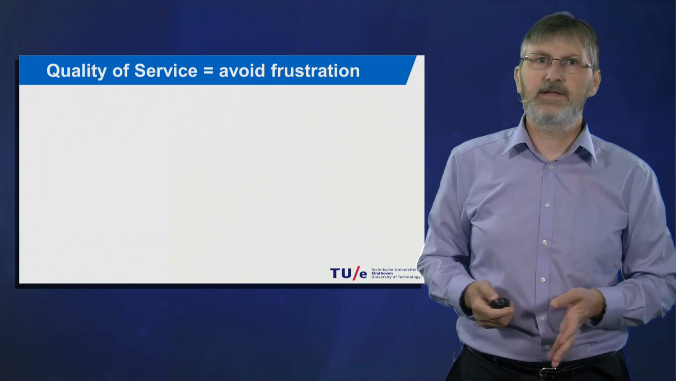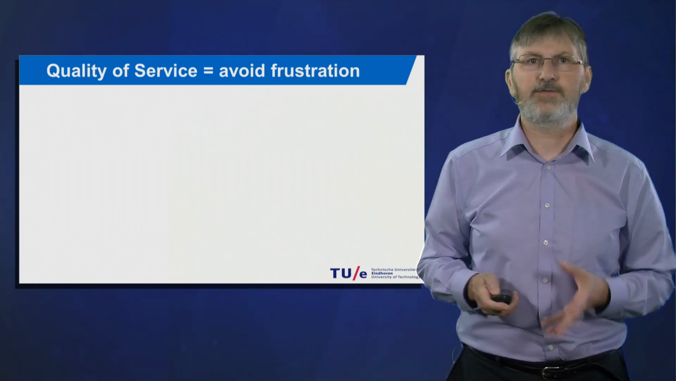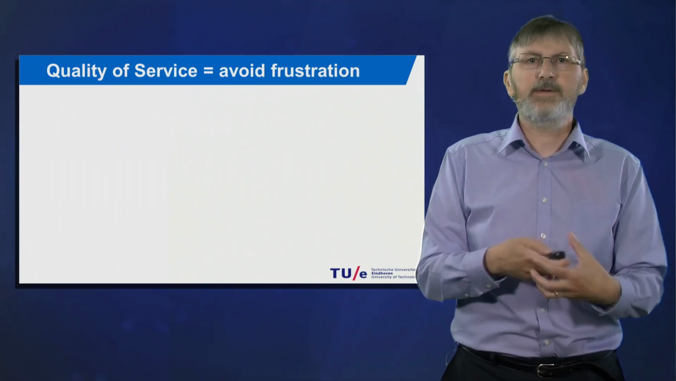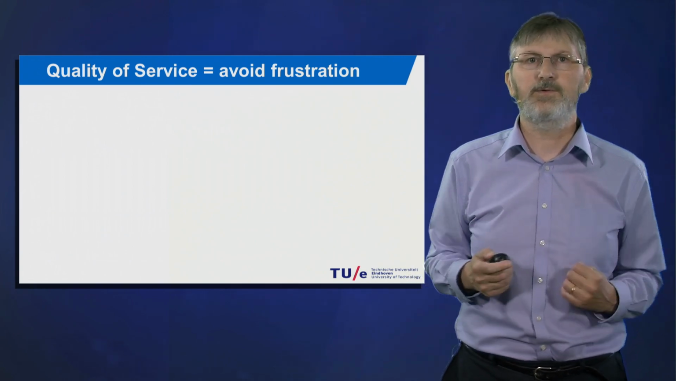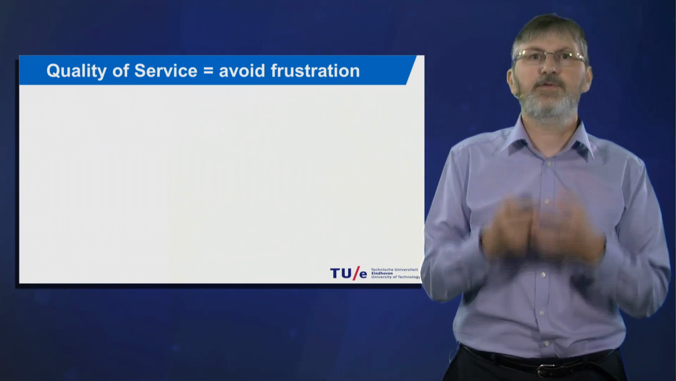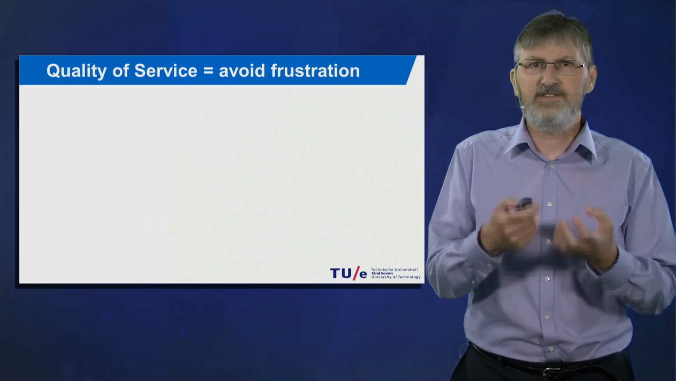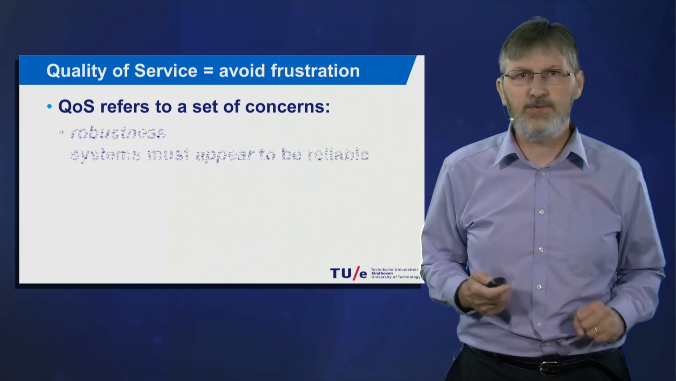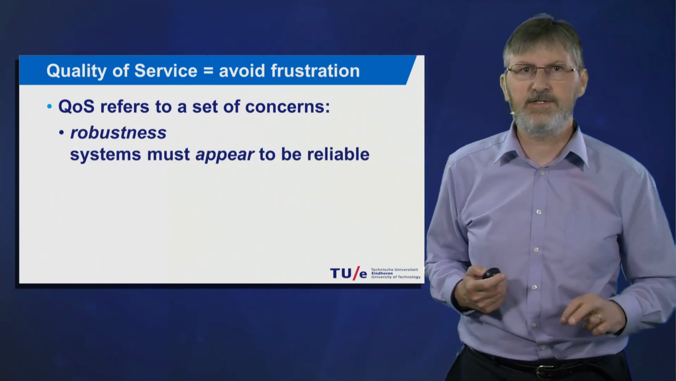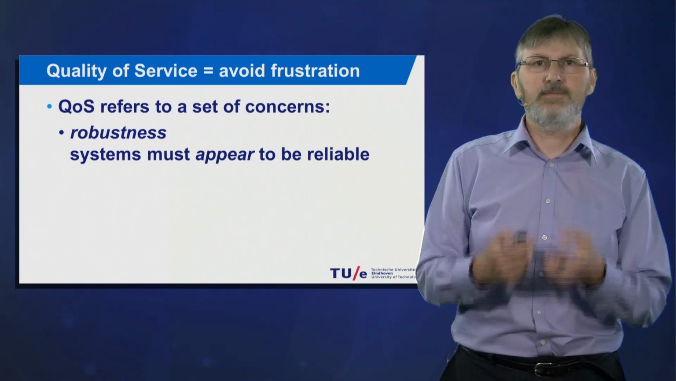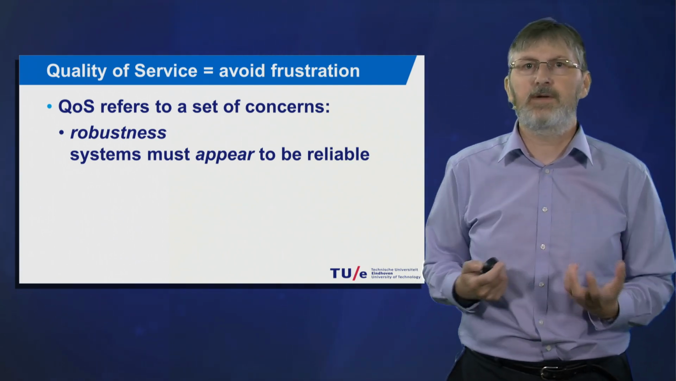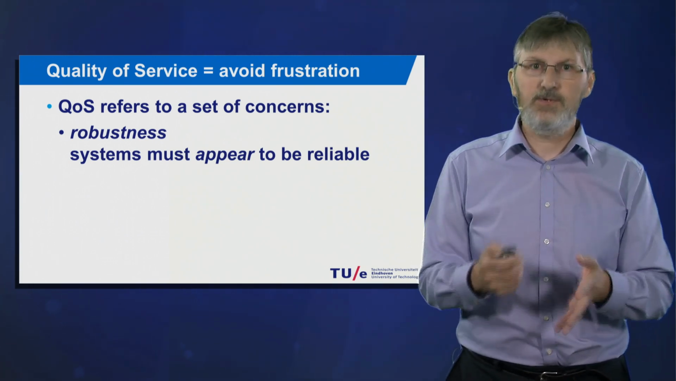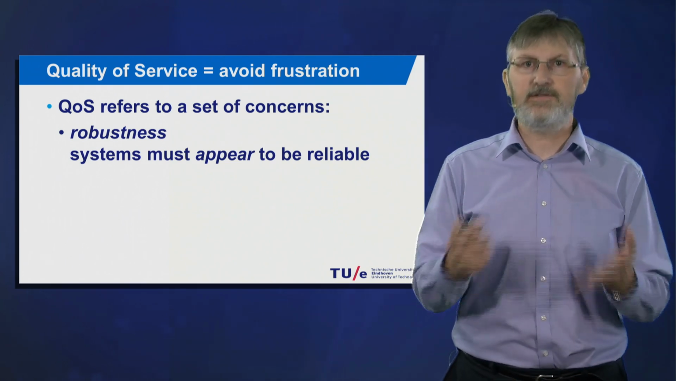Then there is a final and difficult topic, which is quality of service. It is not really something you design, but it must be a property of the system as a whole that you create to avoid users from being frustrated because the system just doesn't feel right. It refers to two main constraints, the first of which is robustness. The system must seem to be reliable. It must appear to be reliable. The best way to do this is to make sure that your system is reliable.